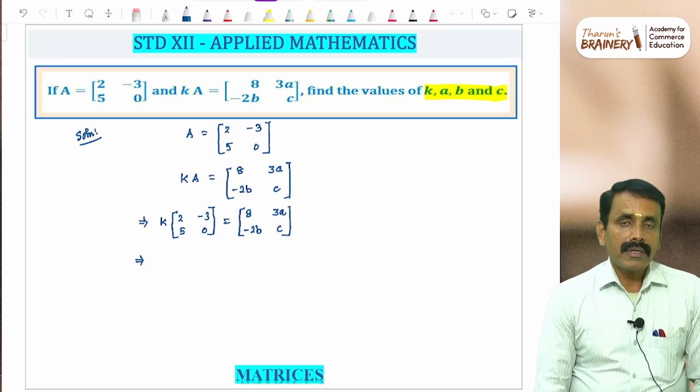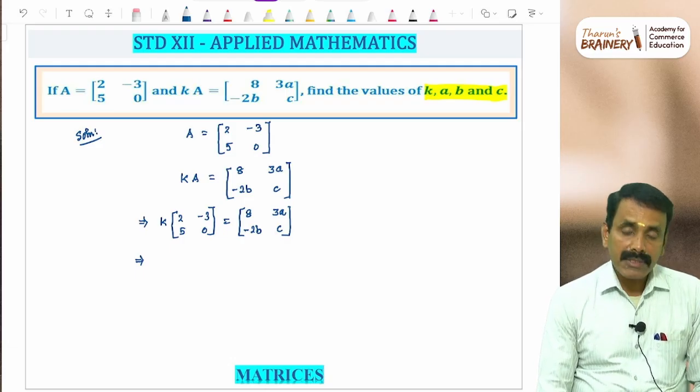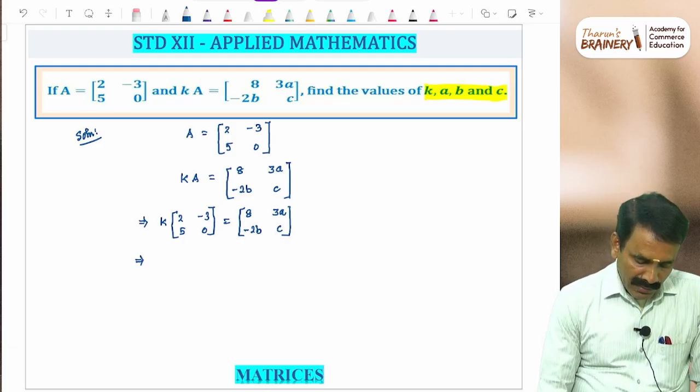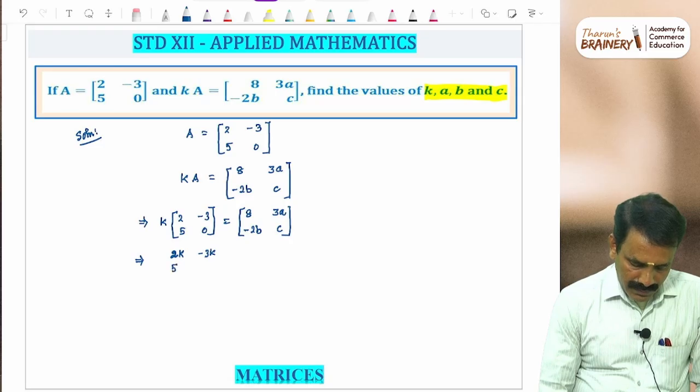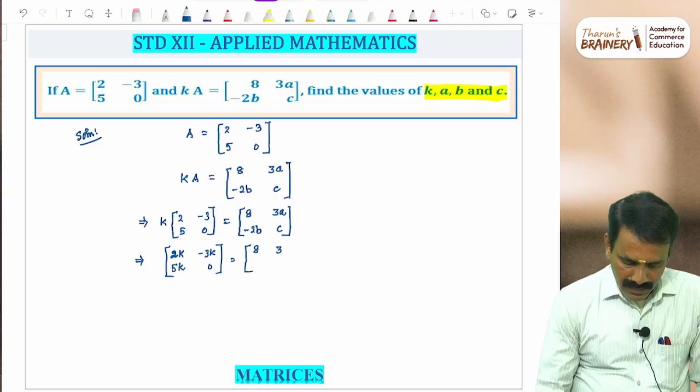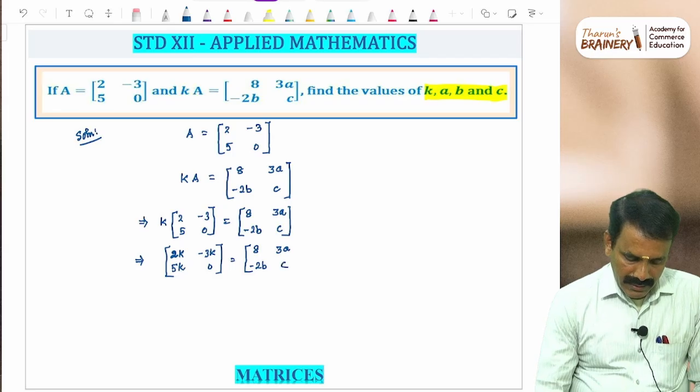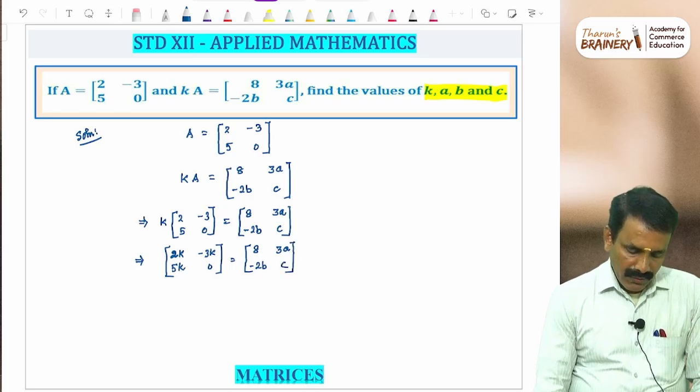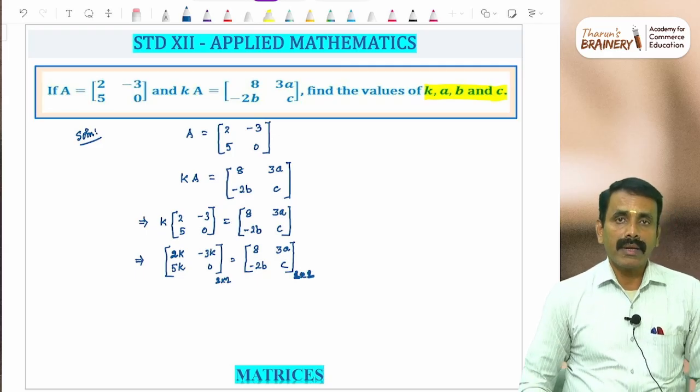So, scalar multiplication of a matrix: k is going to be multiplied with this 2 by 2 matrix. Multiplying, it will be [2k, -3k; 5k, 0]. k multiplied with 0 is 0, and it is equal to [8, 3a; -2b, c]. Now this is a matrix of order 2 by 2, and here also we have a matrix of order 2 by 2. So we can equate the matrices.